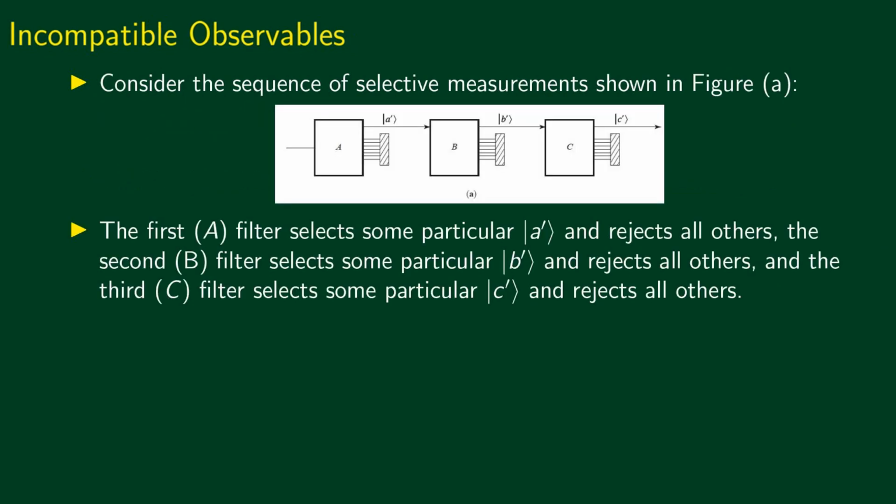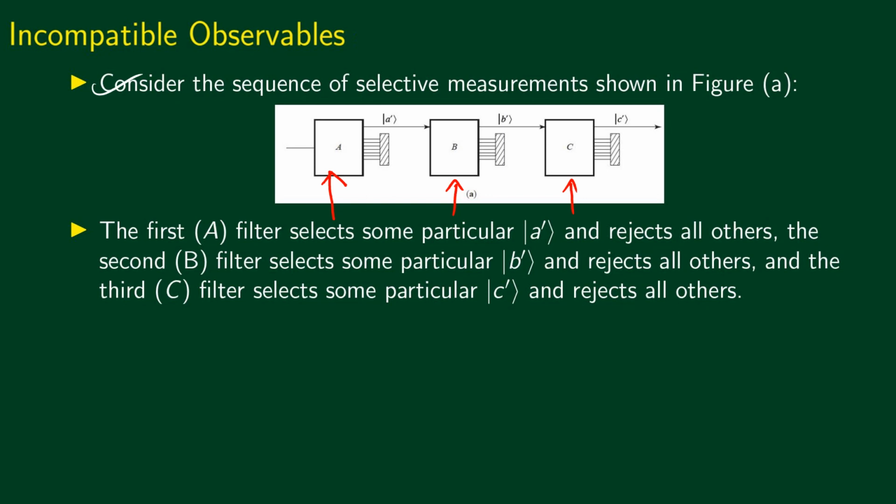Let us consider the sequence of selective measurements shown here. In this sequence of selective measurements, we have three measurement devices. The first measurement device measures an observable A, the second measurement device measures observable B, and the third one measures observable C. These are denoted as devices A, B, and C.